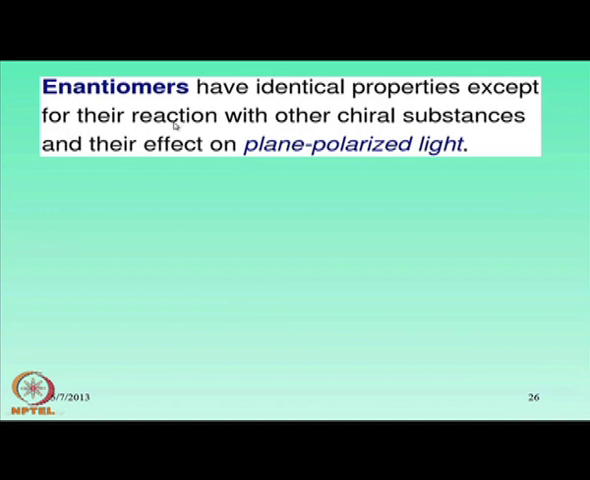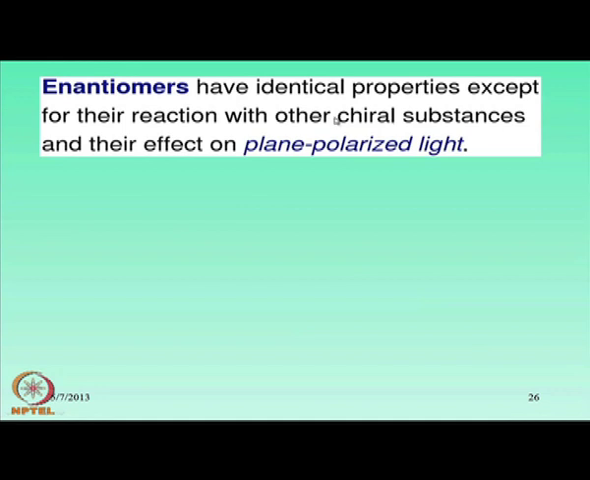So, experimentally, how can these enantiomers be identified? The enantiomers have identical properties. All other properties are the same, the only difference is that they can react differently with some chiral substances. If it is reacting in a ligand substitution or any other type of reaction with a chiral molecule, only then can it show a different property with respect to the chiral compound which is coming and reacting with the molecule.